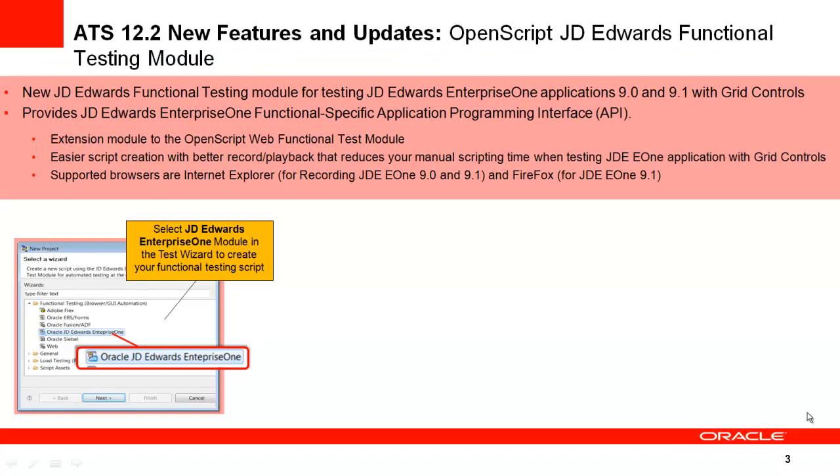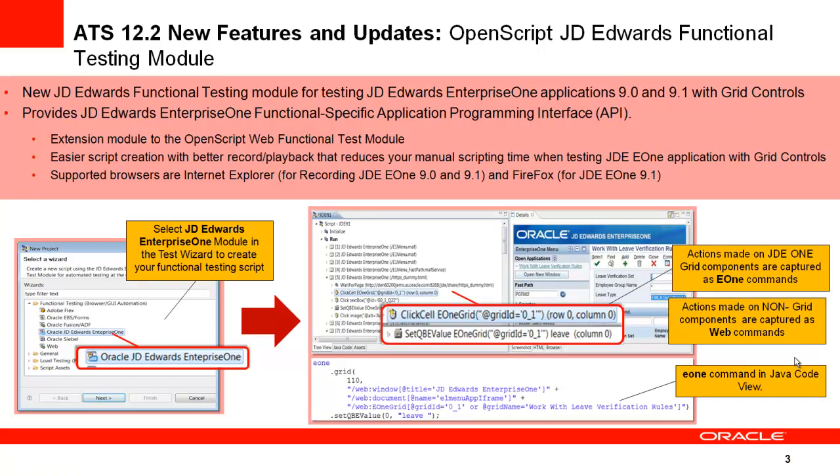The first new feature we have in ATS 12.2 that I want to introduce is the new Functional Testing Accelerator module for JD Edwards application. When you open a script wizard in OpenScript version 12.2, you will see Oracle JD Edwards Enterprise 1 Functional Testing module. This module was built on top of the Web Functional Testing module and extends the web testing by providing an additional capability to record and playback Oracle JD Edwards Enterprise 1 applications with grid controls.